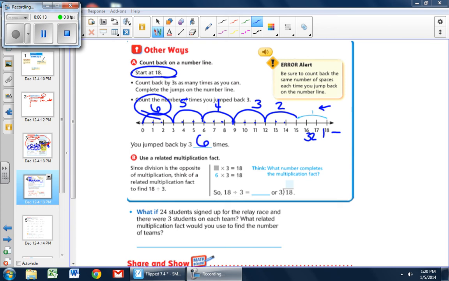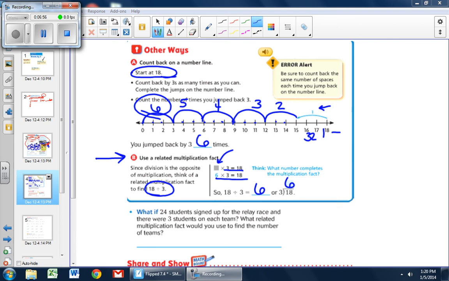Use the related multiplication fact was the third way that your essential question asked you what you could do. Since division is the opposite of multiplication, think of the related multiplication fact to find 18 divided by 3. So you have that variable that you could put in there. Remember, it could be any shape or any letter. So you just need to think, what times 3 equals 18? So again, the importance of knowing your math facts, you know that 18 is achieved by 6 times 3. So 18 divided by 3 is 6. And again, they wrote it with the division bar as the same.